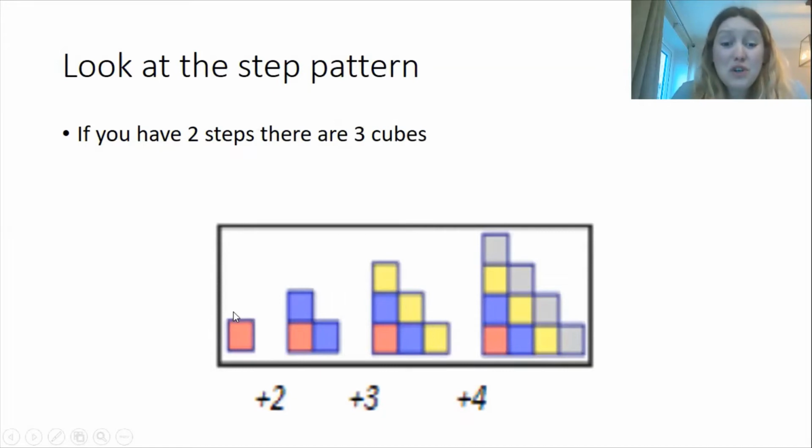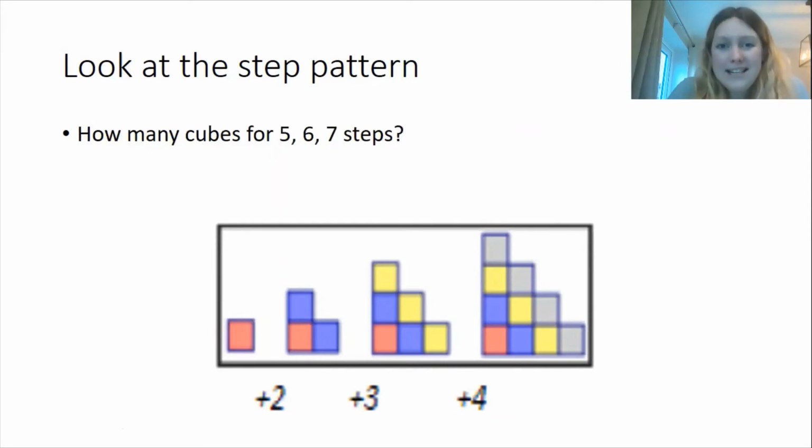If you have two steps up, 1, 2, there are actually 3 cubes. If you have 3 steps up, 1, 2, 3, there are 6 cubes. And if you have 4 steps up, 1, 2, 3, 4, there are 10 cubes. I find that quite amazing, don't you?